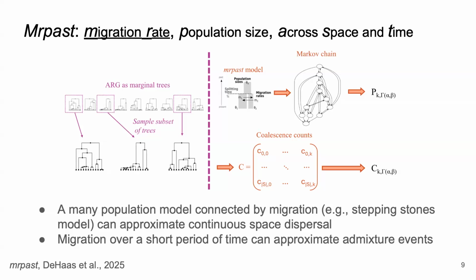Hence, it approximates the dispersal of individuals across geographical space. Whereas when we think about a lot of migration within a short period of time, it can, on the other hand, approximate pulses of admixture, creating a single population coming from different populations. So we're interested in this process, and in seeing whether the ancestral recombination graph could also be used to estimate migration rates accurately. We named our method mrpast, which represents migration rate, population size across space and time. I'm going to talk a little bit more about this method later on.